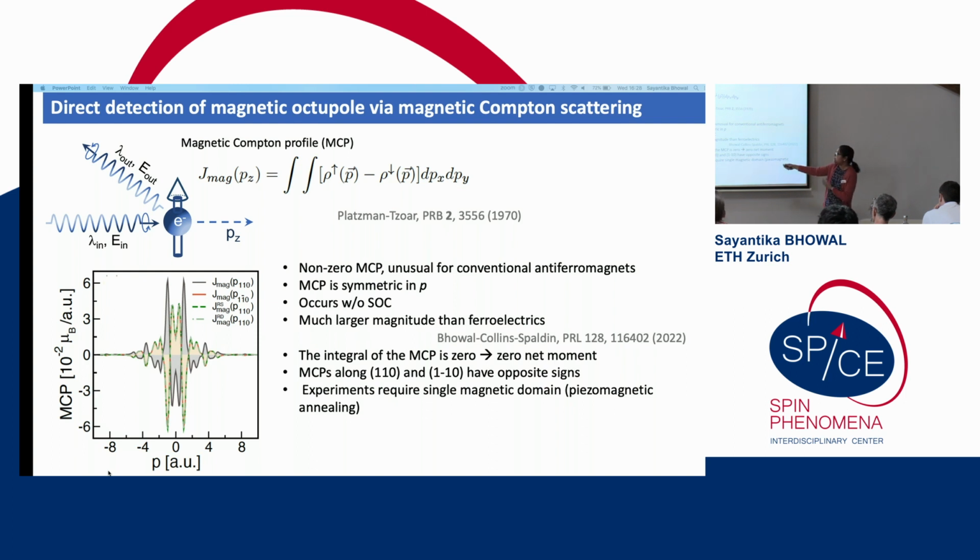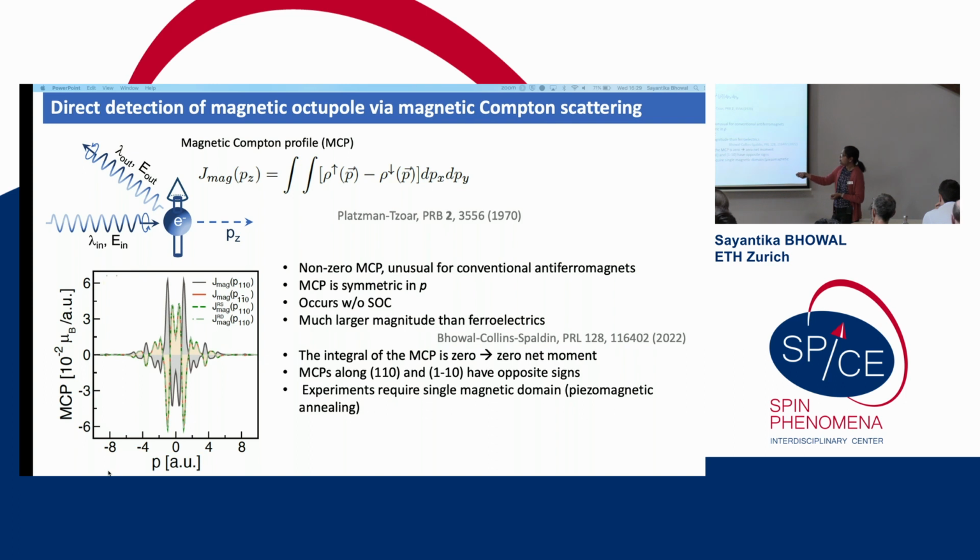And in this case, we expect a non-zero magnetic Compton profile. And indeed, this is what we find in our calculations. So here is the plot of the magnetic Compton profile as a function of momentum. And we can see that this profile is symmetric around the momentum p. It occurs even without spin-orbit interaction because of the spin splitting. And the magnitude is also much larger than what we predicted before for ferroelectric systems.